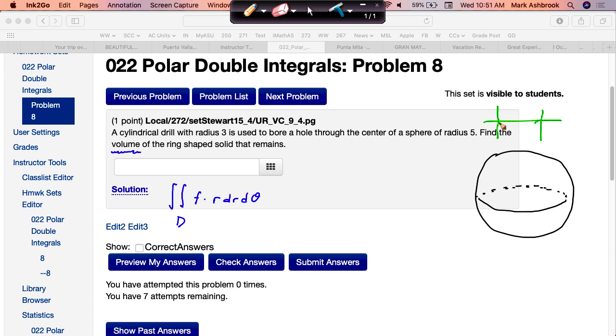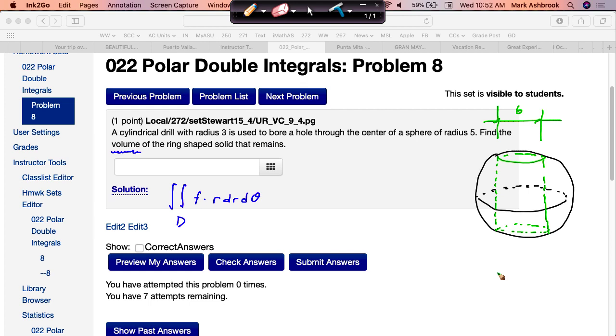Oh, radius 3. So this would be 6 then, right? If the radius of the drill, if I'm going to drill down through this, then that would be the diameter. That'd be 6. And what will we see? So when we drill through that thing, we're going to zoom like this. Does that feel like what the problem's talking about?